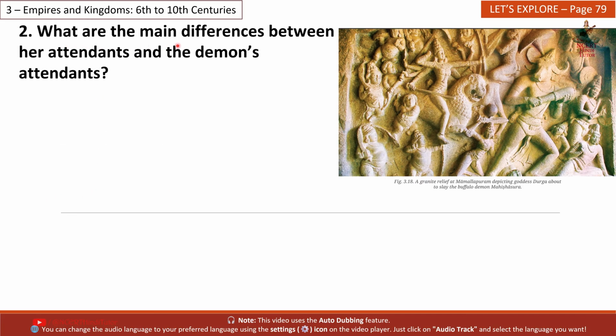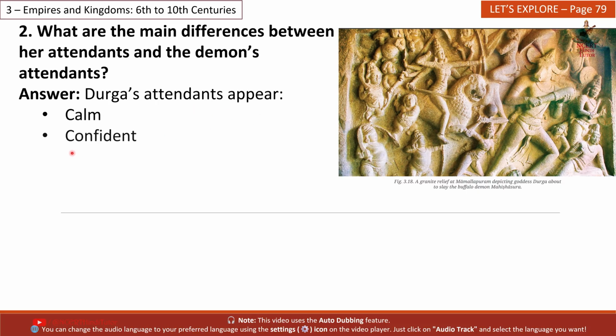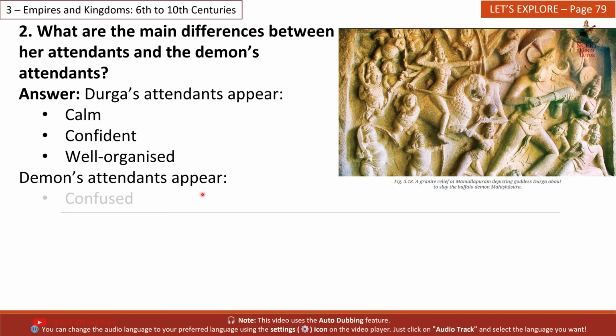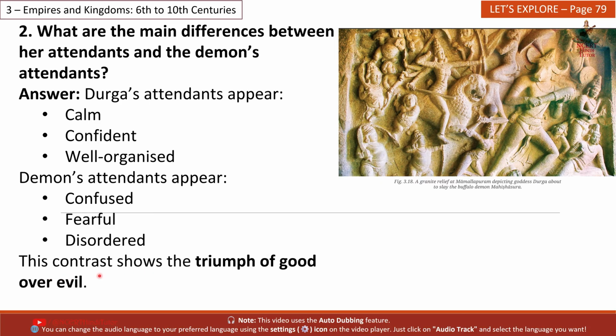Question 2. What are the main differences between her attendants and the demon's attendants? Answer. Durga's attendants appear calm, confident, well organized. Demon's attendants appear confused, fearful, disordered. This contrast shows the triumph of good over evil.